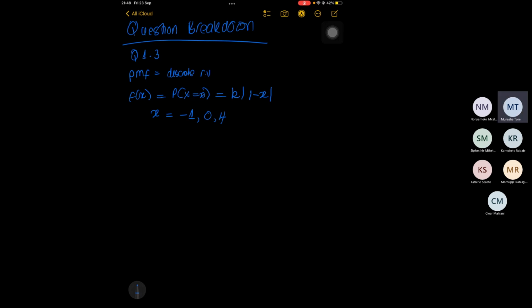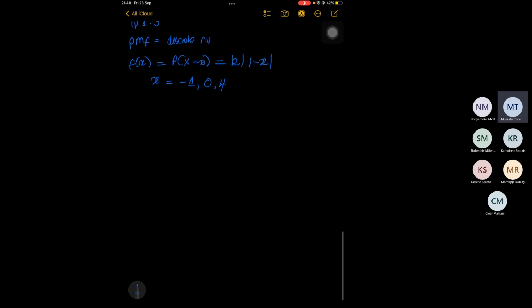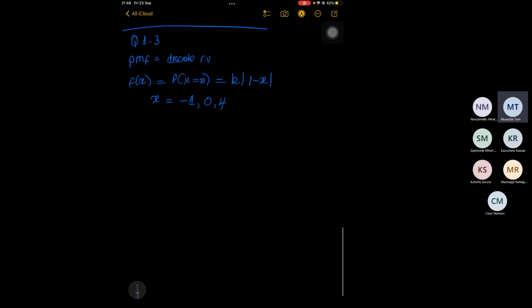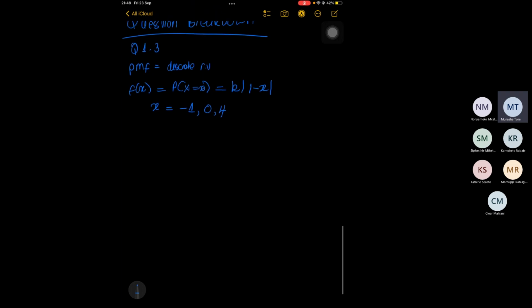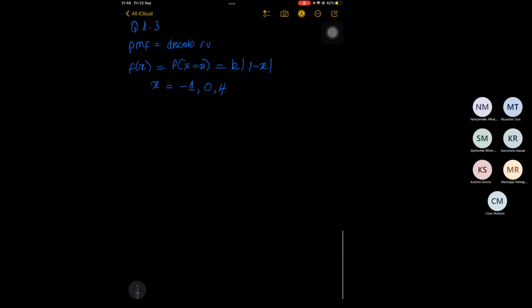You see, then they are saying the expected value of X is. So one thing that I would recommend you do whenever you are given a PMF is you draw that probability distribution table. So you have X, the values that you have, then you have probability of X equals x.